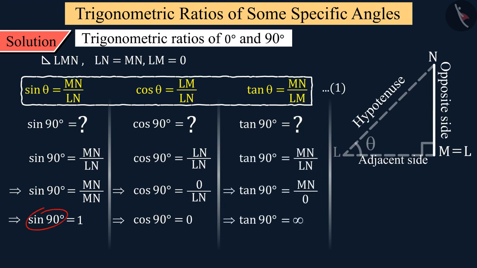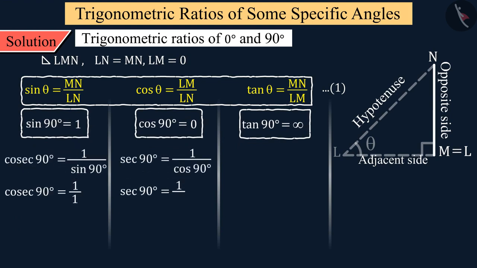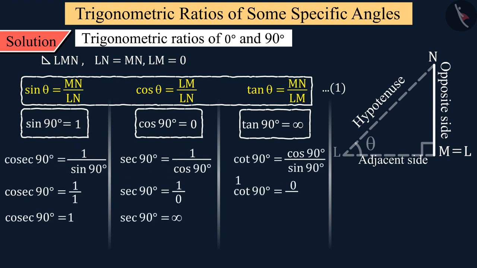of sine 90 degrees and cos 90 degrees are obtained as 1 and 0 respectively. But the value of tan 90 degrees is undefined. Similarly, if we talk about cosec, sec and cot 90 degrees, then the values of cosec and cot 90 degrees are 1 and 0 respectively. And the value of sec 90 degrees is undefined.